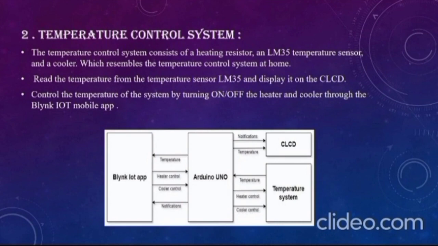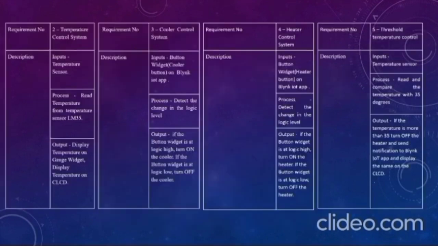Second one is temperature control system. The temperature control system consists of a heating resistor, an LM35 temperature sensor, and a cooler, which resembles a temperature control system at home. It reads the temperature from the LM35 temperature sensor and displays it on the LCD, and it controls the temperature of the system by turning the heater and cooler on or off through the Blynk IoT mobile app.